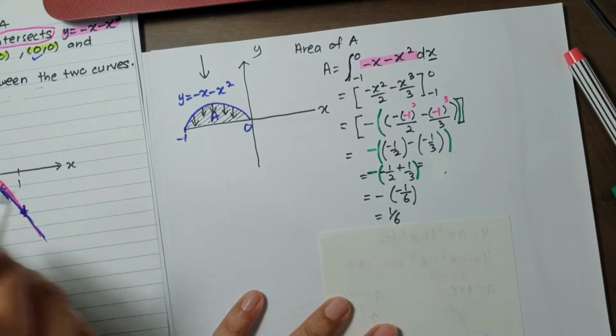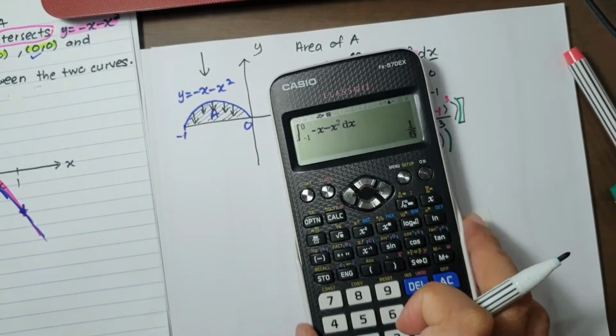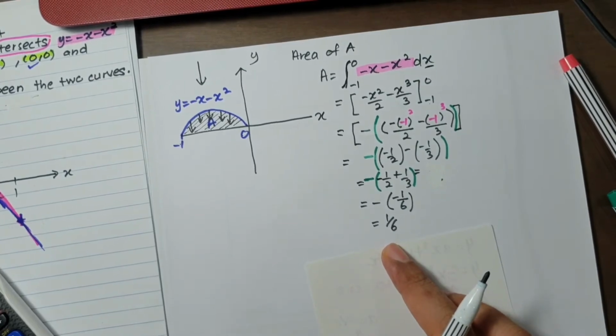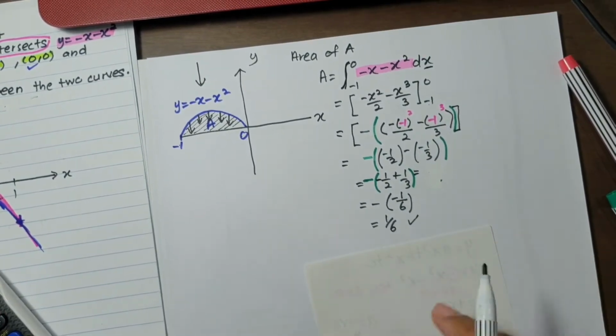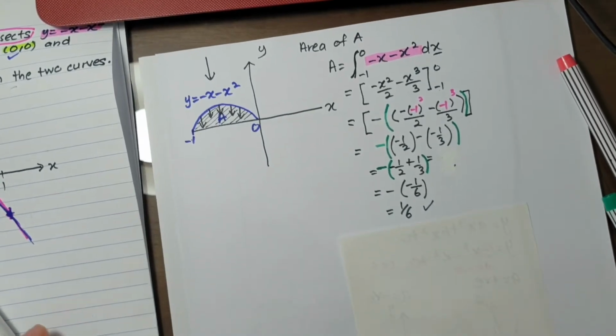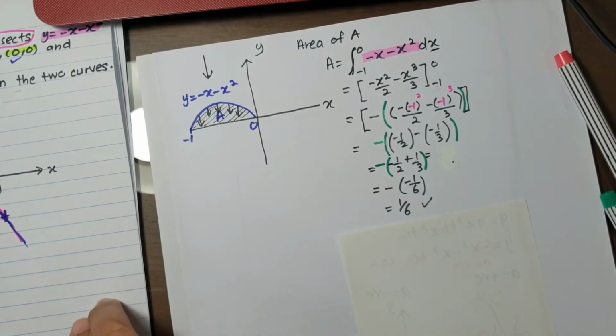So is it the same? Yes. Calculator is 1 over 6. You get 1 over 6. Okay, done. So area of A is 1 over 6. Next, let's find the area of B. Area of B is, okay, this one.